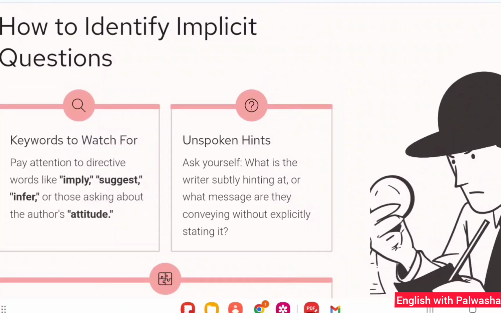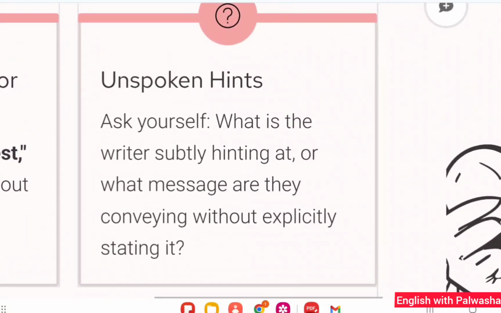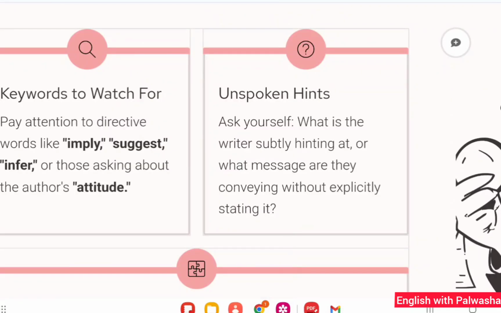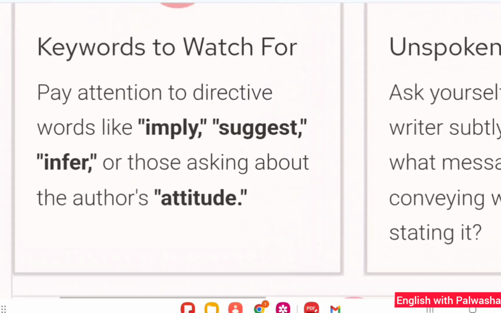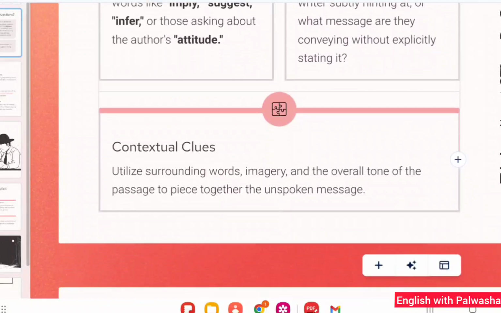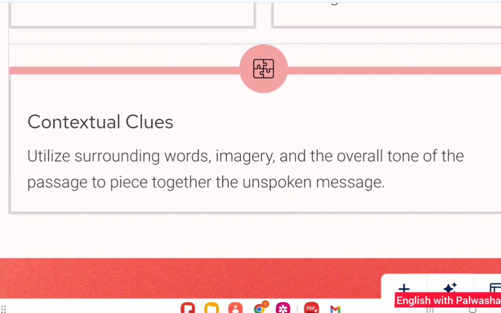Then there are some unspoken hints as well. Alright, my dear students, unspoken hints means that you have to ask yourself, what is the writer subtly hinting at? What message are they conveying without explicitly stating it? You need to find the underlying meaning. You just have to pay attention to these kinds of words: imply, suggest, infer, and asking about the author's attitude. Then you have to understand, okay, it's an implicit question, I have to answer like that. So utilize surrounding words, imagery, and the overall tone of the passage to piece together the unspoken message.